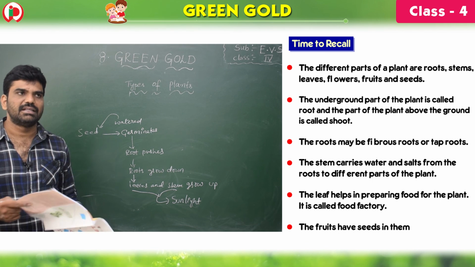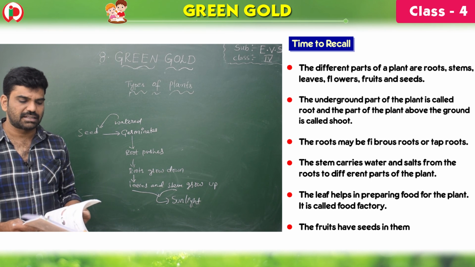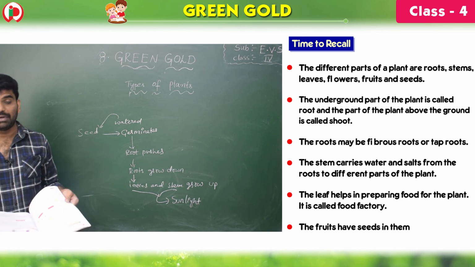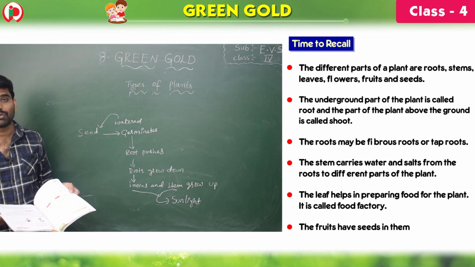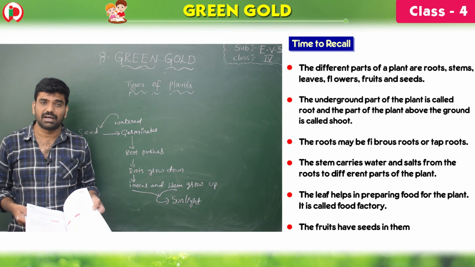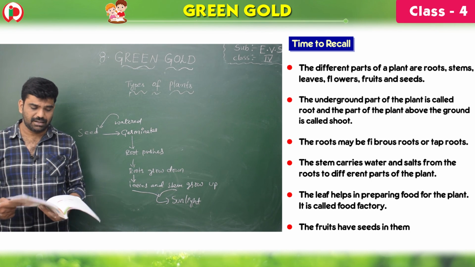Okay, children, this is the end of the 8th lesson, Green Gold. In this lesson, we have learned many types of plants, the life cycle of plants, and the functions of the root, stem, leaf, flower, etc. Okay, thank you.